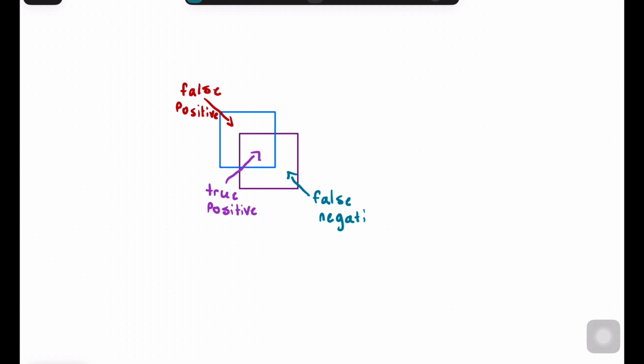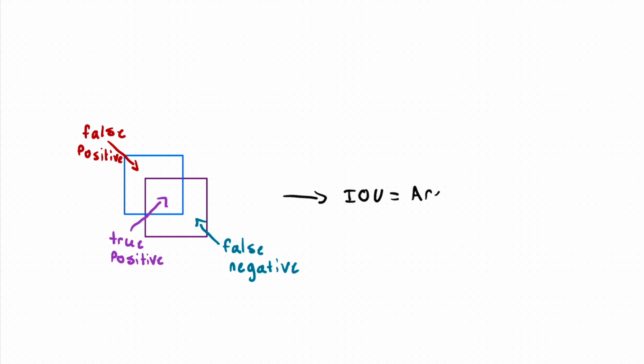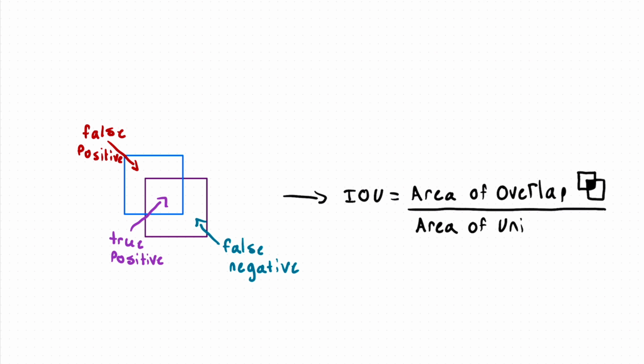So when we calculate IoU, we take the overlapping area and divide it by the total area covered by both shapes. So our formula would look like this: the area of overlap over top, which is the 2 boxes overlapping, over the area of union, which is the total of both boxes.